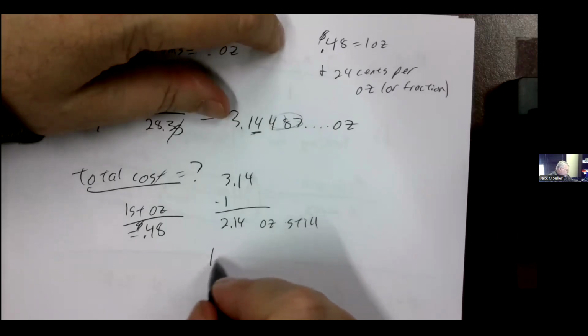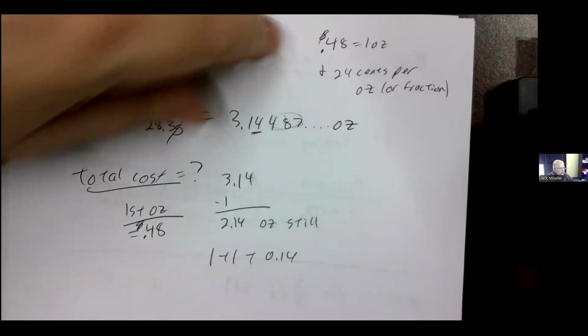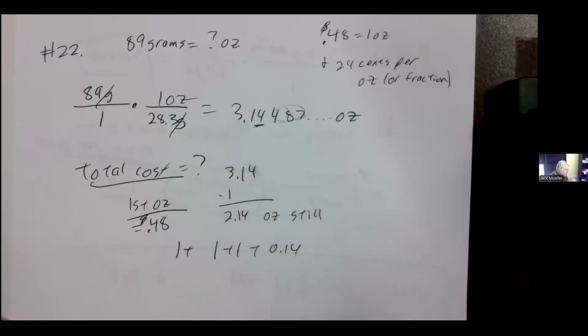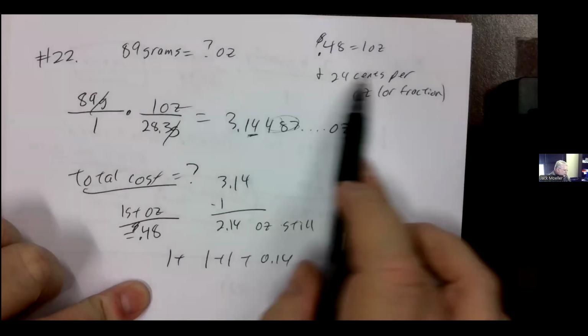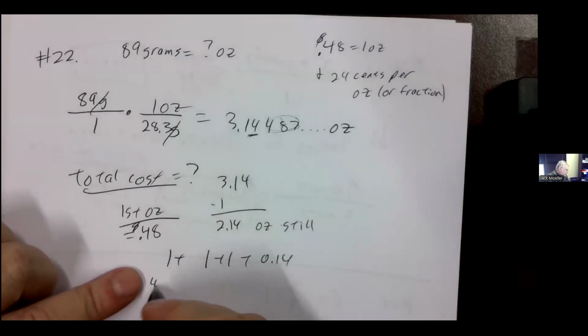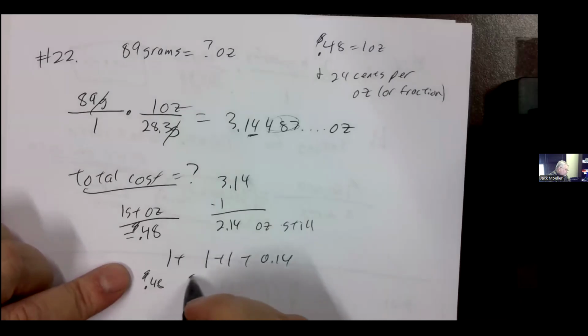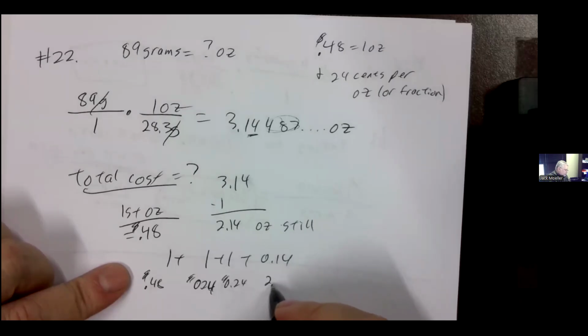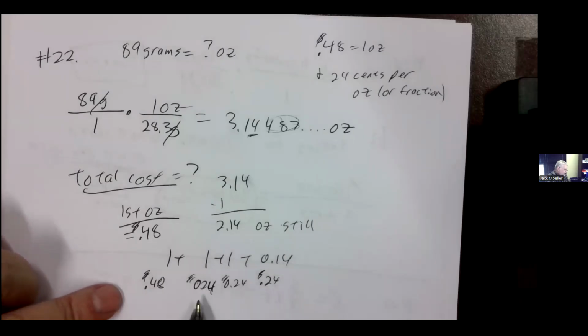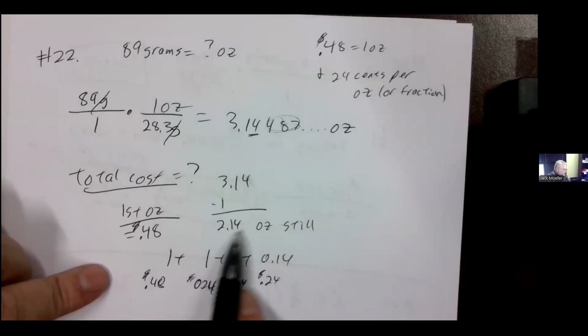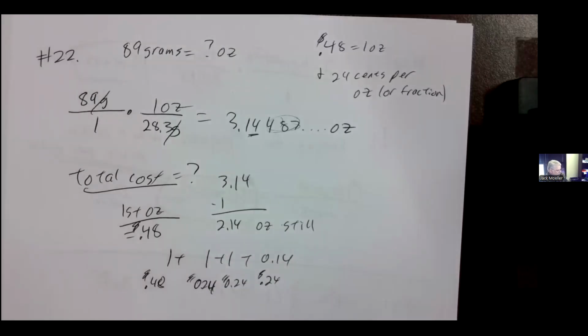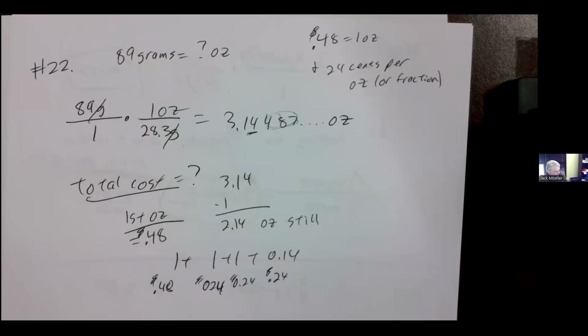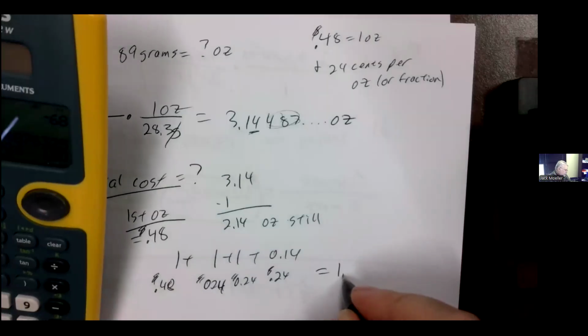There are a lot of different ways to do this. If this is all per ounce, the first ounce is 48 cents. The second ounce is 24 cents. The third ounce is 24 cents. And that fraction of an ounce is also 24 cents. So we have 48 once for the first ounce, and then 24 three times for the 2 full ounces and then the partial of the third. 48 plus 24 plus 24 plus 24. So that is $1.20.